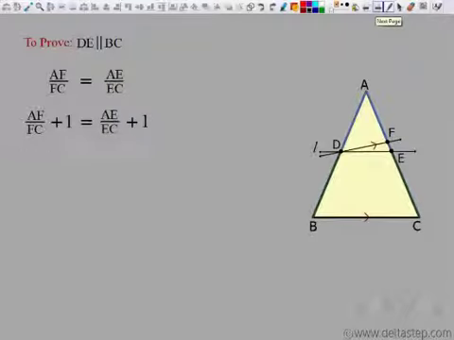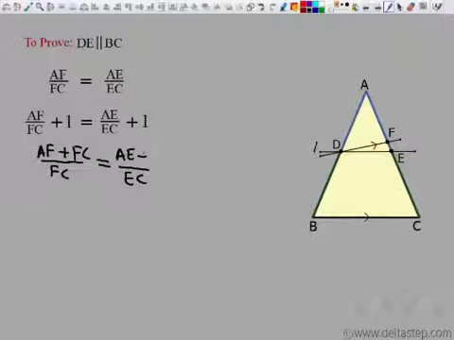So if I add 1, I can take the LCM. LCM here would be FC. If I take LCM as FC, I would get AF plus 1 into FC, which is FC. And this would be equal to this expression here. LCM is EC, and this would be AE plus 1 into EC, which is EC again. So I get this now.